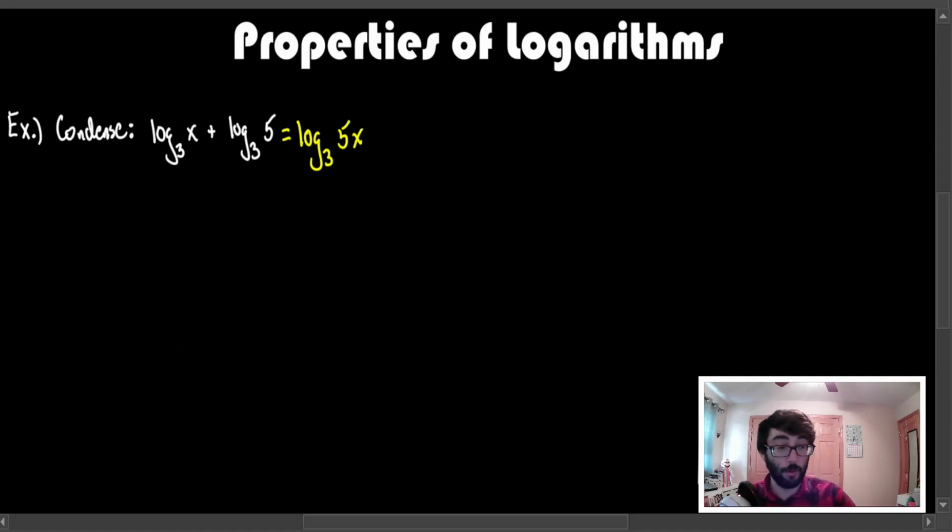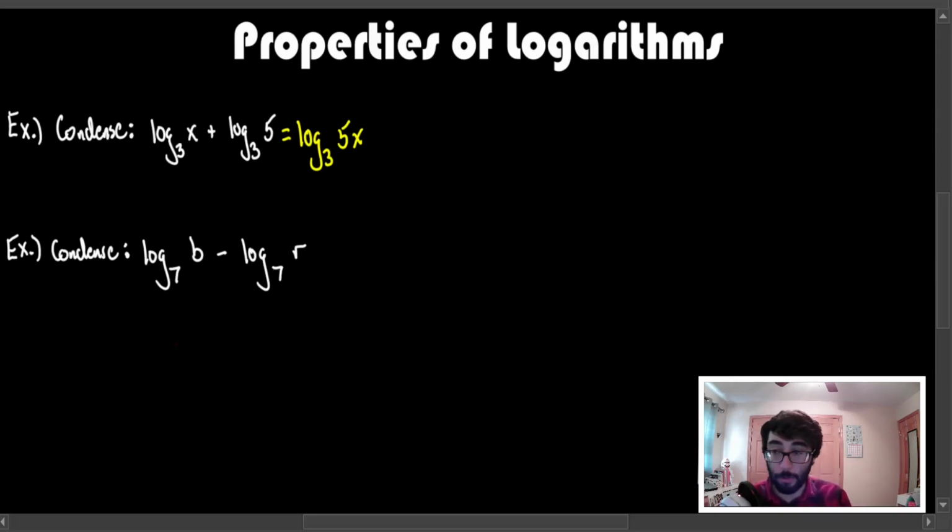Let's take a look at another one. So for example, let's say we wanted to condense log base 7 of b minus log base 7 of r. Well, in this problem, we have two logarithms, both base 7. That's important. So since they have the same base, we can condense these. And now what we can do is use the quotient property. When you have two logarithms with the same base subtracting one another, what you can do is condense using the quotient property, which means you divide the arguments, okay?